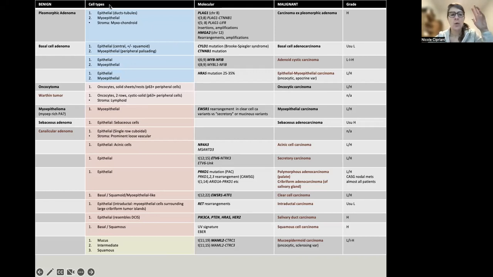And then how many cell types are there? Is it monotypic, meaning there's one cell type, or is it biphasic? Are there two cell types? Or very rarely are there three cell types, which would be seen in essentially only mucoepidermoid carcinoma. So depending on the breakdown, how many cell types, and potentially what the gene rearrangements are, we can get a really good handle on what type of lesion we're dealing with. Before I get into the nitty-gritty about the individual subtypes, do you guys have comments or questions so far?